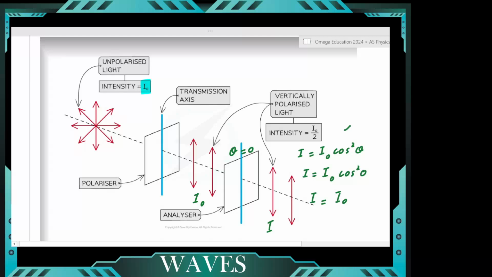So what does that mean? Whatever the previous intensity was, the new intensity would remain the same. So what was the previous intensity? It was I naught over 2, and the new intensity would also be I naught over 2. And why was the intensity before the analyzer I naught over 2? Because for the polarizer, the intensity was I naught, and after the polarizer, the intensity always reduces to half.